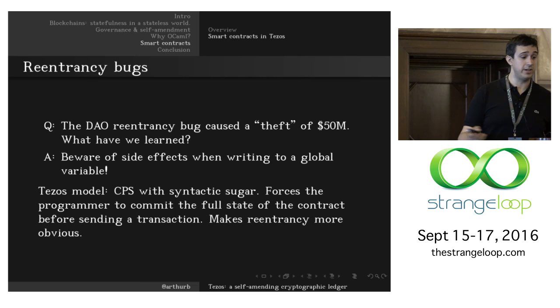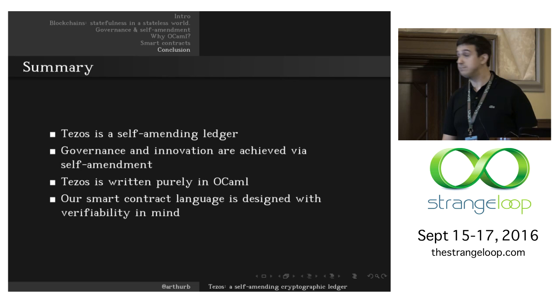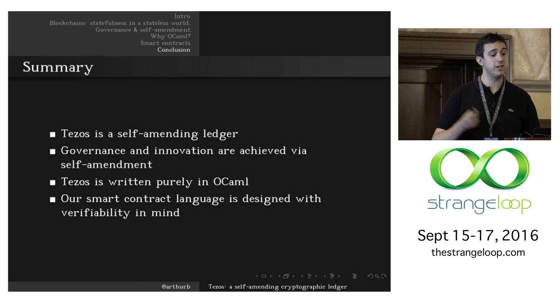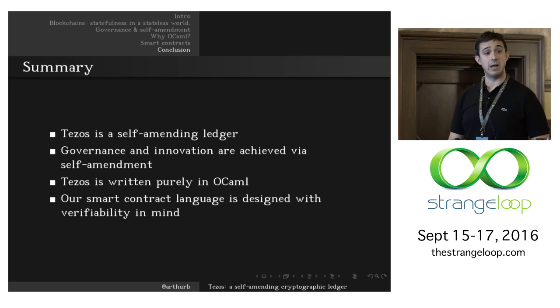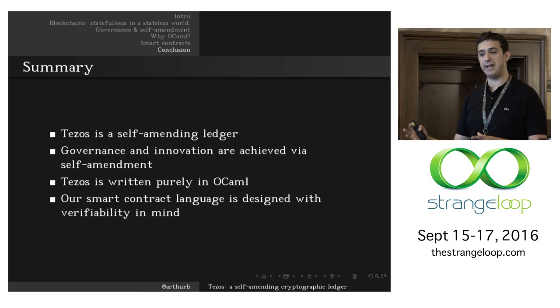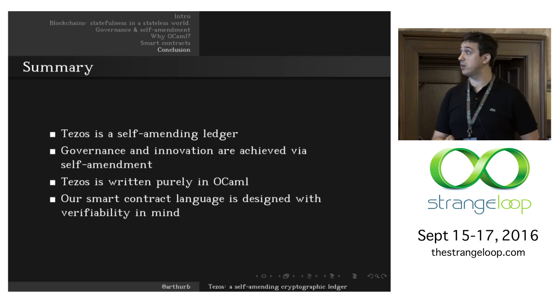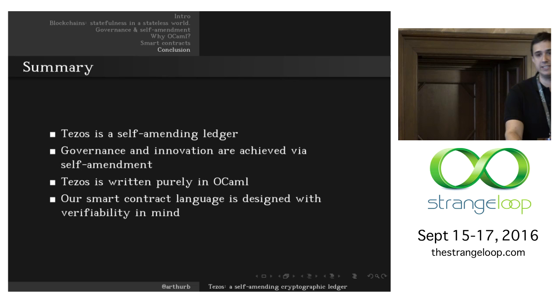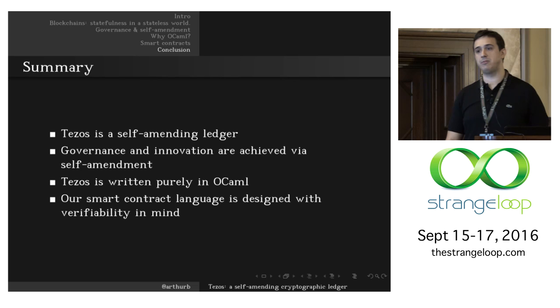OK, so let me give a quick summary. Tezos is a self-amending ledger. We are self-amending because we care about governance. We want to get good governance and good innovation. We're written purely in OCaml. It was written completely from scratch because OCaml gives us good defensive programming and gives us a strong platform for defining what is a protocol. And we design our smart contract language with verifiability in mind. One strong assumption of the project is that formal verification is about to become ripe for this type of application. Formal verification, which makes formal proofs about programs, for the longest time, it wasn't very practical.